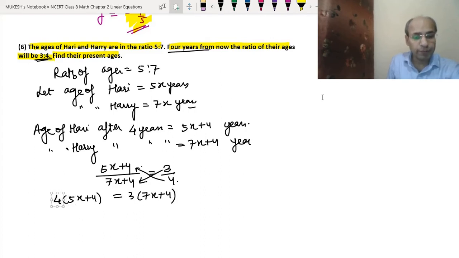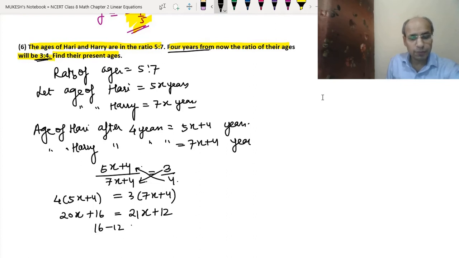So now 4 into 5 is 20, so 20x, and 4 into 4 is 16. Now 3 7s are 21 and 3 4s are 12. Okay. So we can take 20x to the right hand side and 12 to the left hand side. So 16 minus 12 will be equal to 21x minus 20x. So 4 equals x. It means that we have got the value of x as 4.